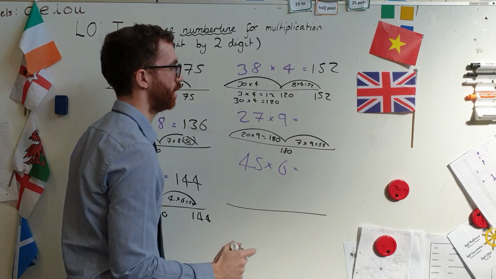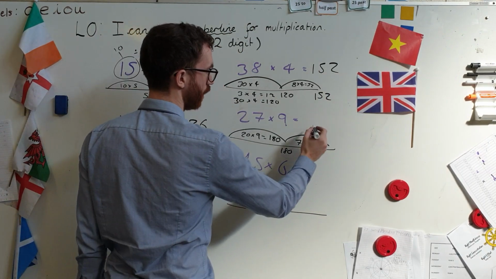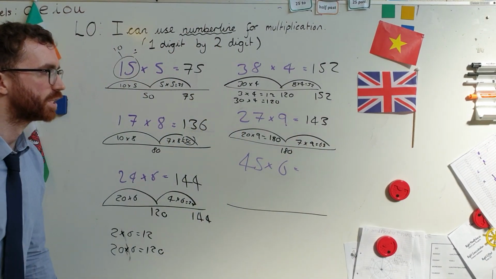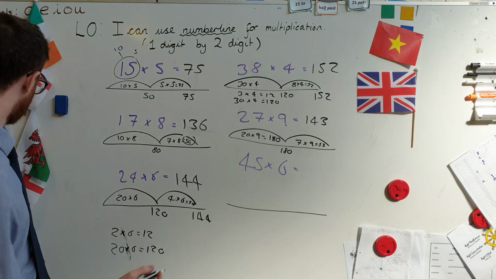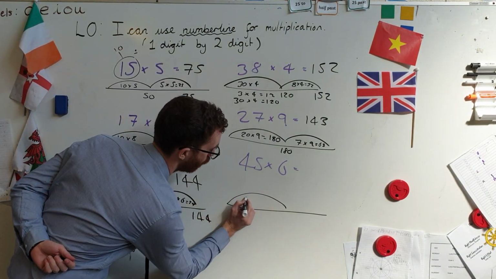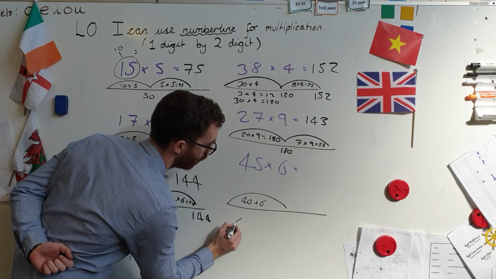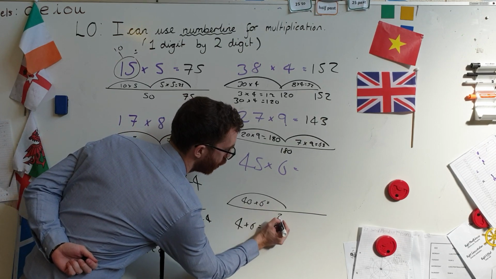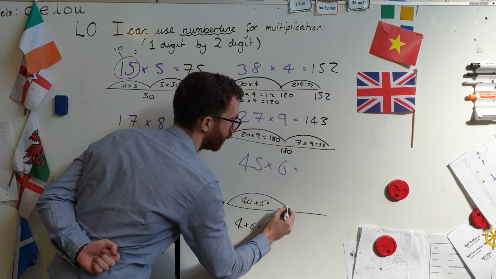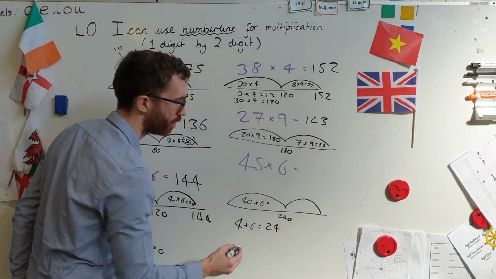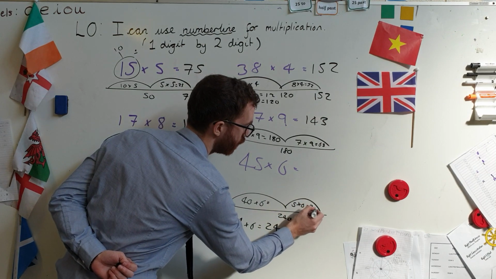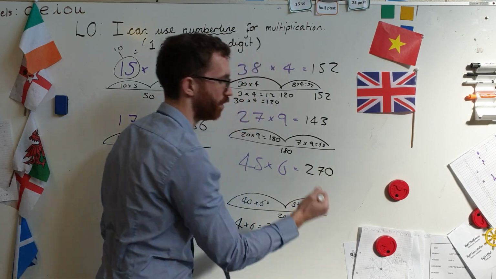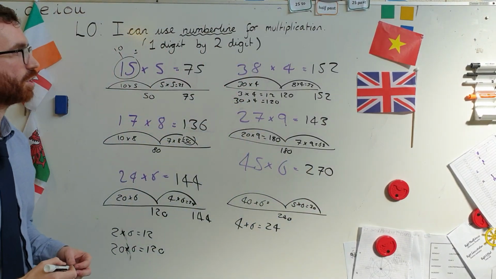Okay, 180 plus 63 will give me 243. And then finally, 45 times 6. So I'm going to do 40 times 6. Well, I know 4 times 6 is 24. So 40 times 6 is 240. 5 times 6, well, I should know by now that 5 times 6 is 30. 240 plus 30 equals 270. 40, 50, 60, 70. Okay, check that your answers were right.